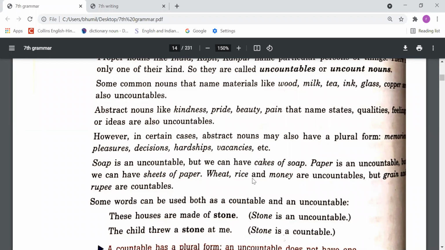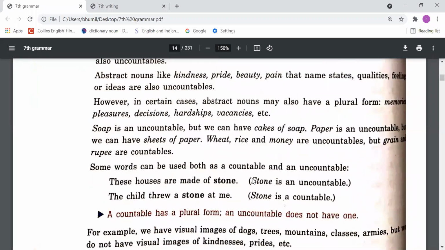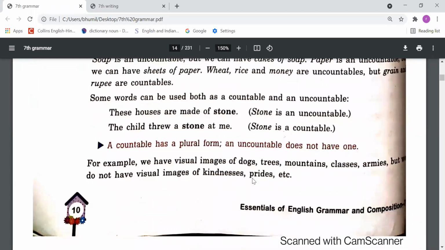Suppose you go to a shop and you say, please give me two soaps. That's wrong. You should say, please give me two cakes of soap, right? Soap is uncountable; cakes of soap is countable. In the same way, paper is uncountable and sheets of paper is countable. Wheat, rice, money, these are uncountable. Rupees and grain are countable. We need to remember all these things.